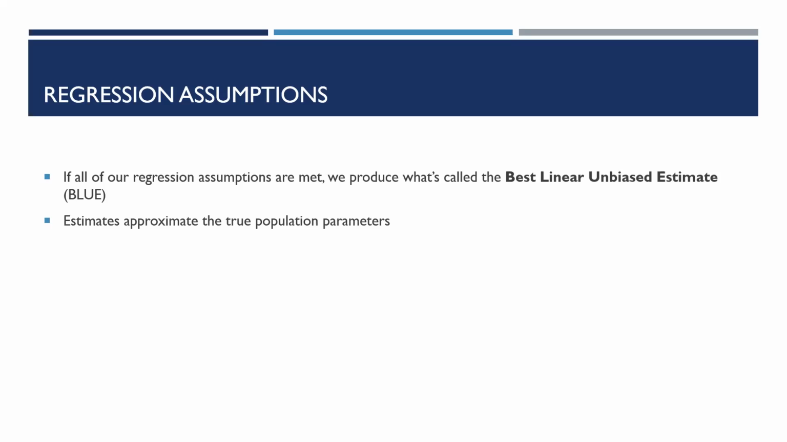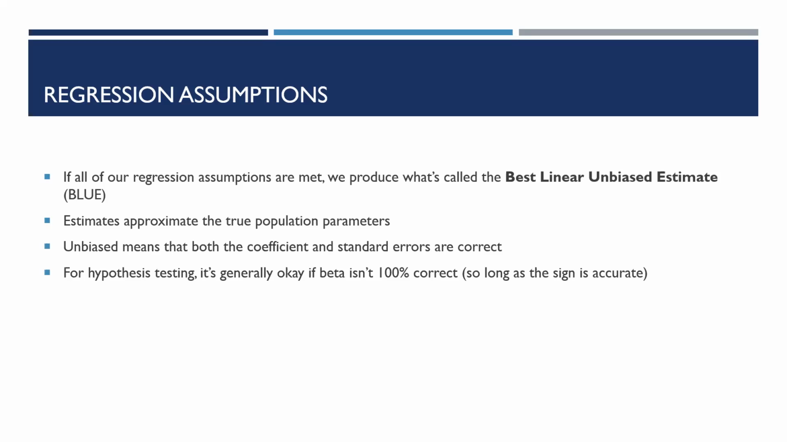So if our regression meets these assumptions, if it's really the best linear unbiased estimate, that means that the estimates that we produce are going to approximate the true population parameters, right? This is what we want. We're trying to generalize and make inferences to whatever our population of interest is. Unbiased also means that both the coefficient, so the value of the regression coefficient, our beta, as well as the standard error, which is the measure of variability, which has implications for uncertainty, are correct as well.